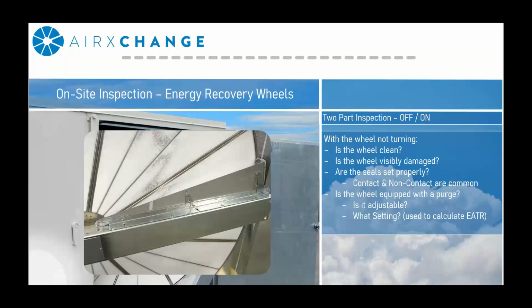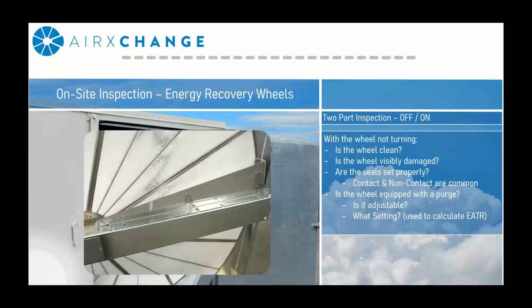You'll then check to see if the seals are set properly. I will say that there are two seals on an energy recovery wheel, a set of seals that run along the diameter and a set of seals that run along the perimeter. So you're going to want to check both. And depending upon the wheel manufacturer, it could either be a non-contact seal or a contact seal. So you're going to want to check with the equipment manufacturer to see what type of seal you have and whether or not it's set appropriately.